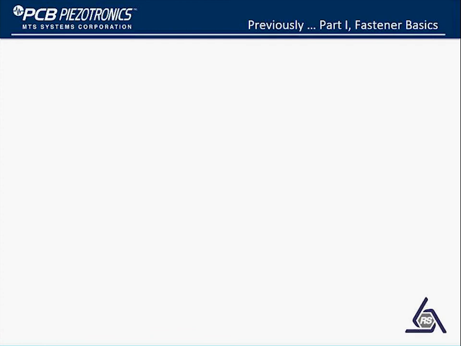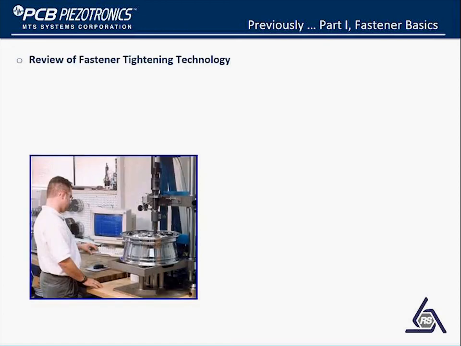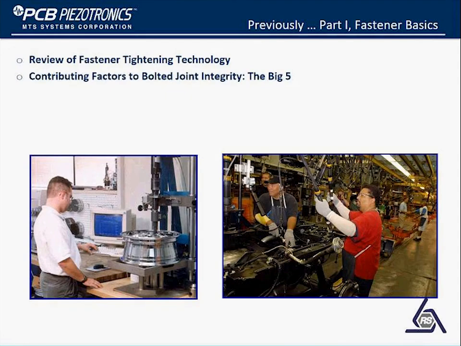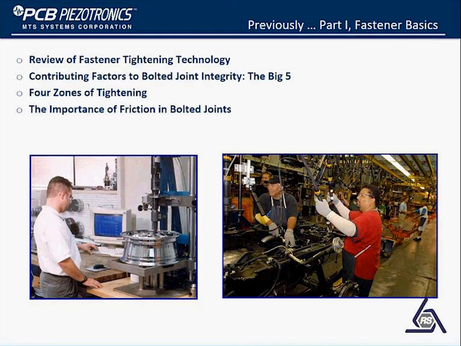Now, previously on our webinar series, in part one, we reviewed the basics of fastener tightening technology. We took a look at the contributing factors to bolted joint integrity, the 5 basic things: clamp load, torque, angle, friction, and lubrication. We took a look at the 4 zones of tightening: rundown, alignment, elastic clamping, and yield. And we looked at the importance of friction in bolted joints.